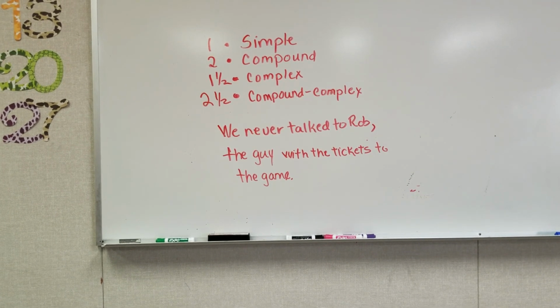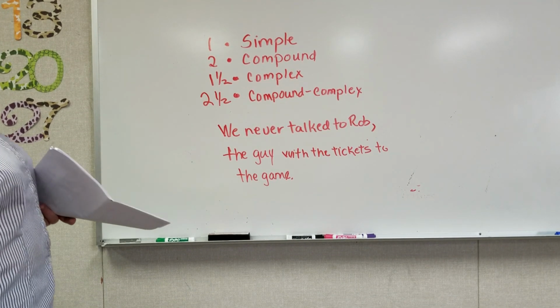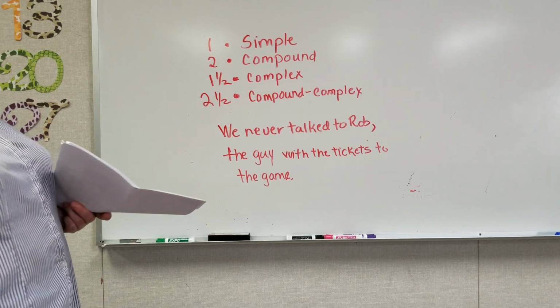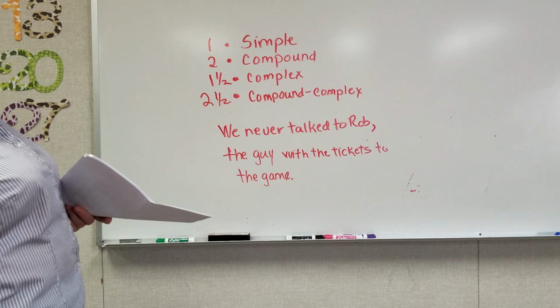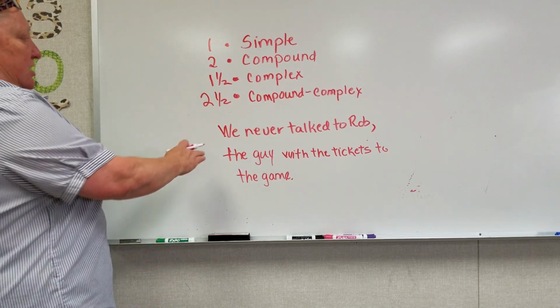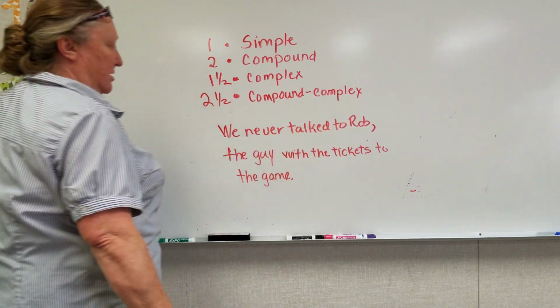Okay, still looking at our 4 types of sentence patterns there. We have a new sentence. We never talked to Rob, the guy with the tickets to the game. Okay, at first glance we're thinking, oh yeah, we've got a main clause and a subordinate clause here, because of the comma, it kind of gives you that idea. Because we have a main clause, we never talked to Rob.